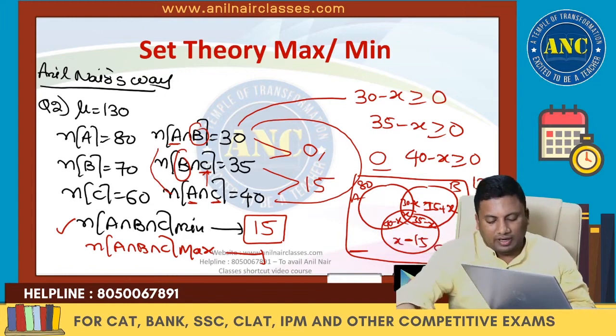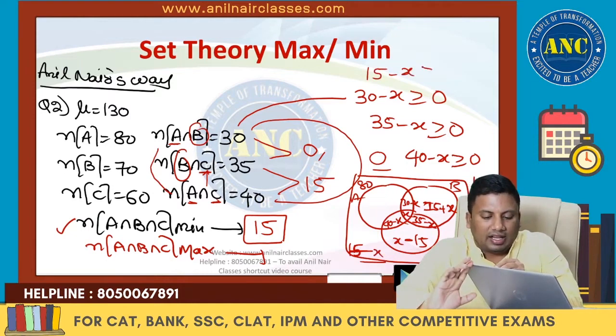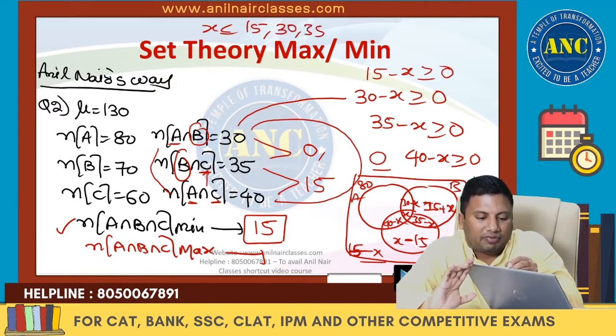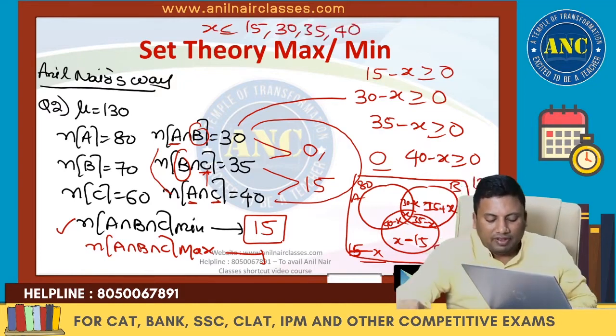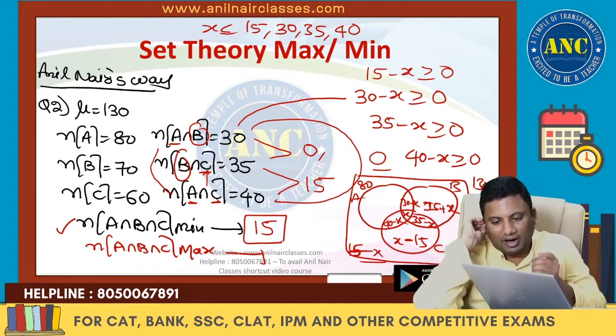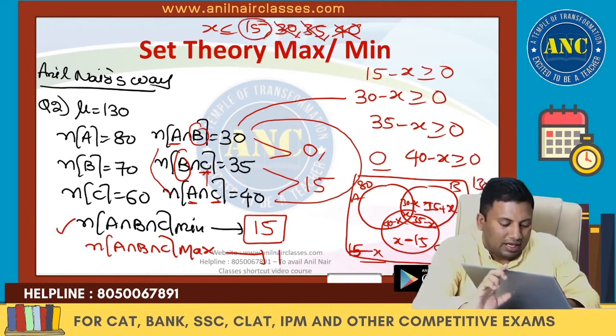From here you will get the value 80, 15 plus 15, 115. It is 15 minus x. So 15 minus x greater than or equal to 0. What is x less than or equal to 15 we got, 30 we got, 35 we got, 40. The value cannot take negative. Negative cannot be there. 40 will be bigger, 35 also. So the answer is 15.